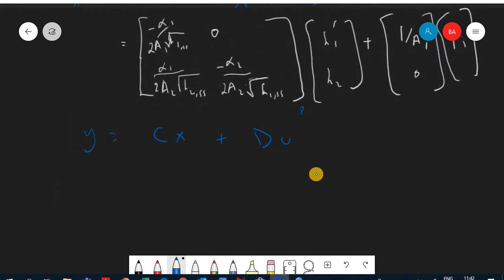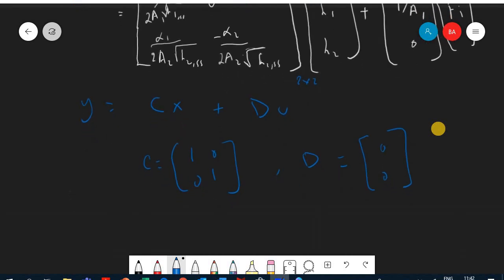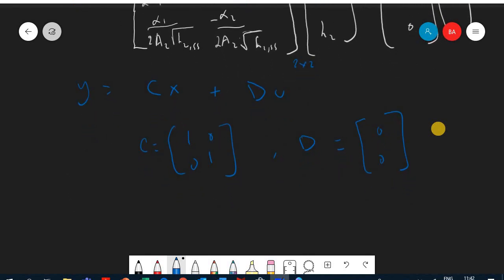And since I have a 2 by 2 matrix here, I'm going to say C is equal to [1, 0; 0, 1]. That's all. What is D? D has the same dimension as that, which is 2 by 1, zeros, 0 and 0, and that's all. So these are what I got as C and D.